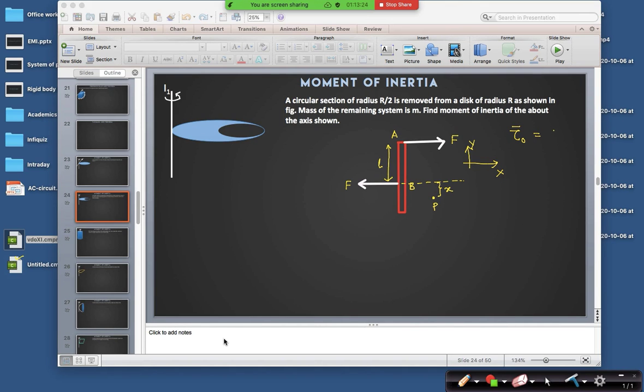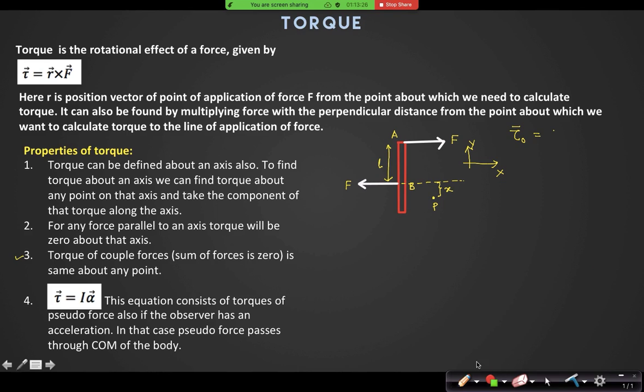F into (x plus L), and it will be directed into the plane of paper, that is, minus k cap. Very good. And what is the torque of the lower force? That will be F into x, directed towards k cap. If you add these two, what do you get? It is minus FL.